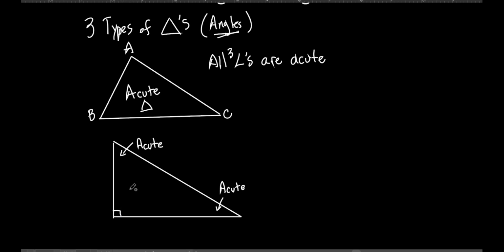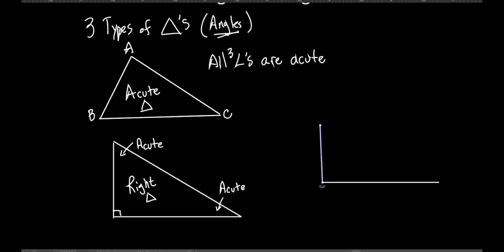And so what are we going to call this? A right triangle. All right, so that's a right triangle. You can only have one. You can't have more than one. What if you had more than one? Could you even make a triangle out of it? Think about it. Can you have more than one right angle in a triangle?